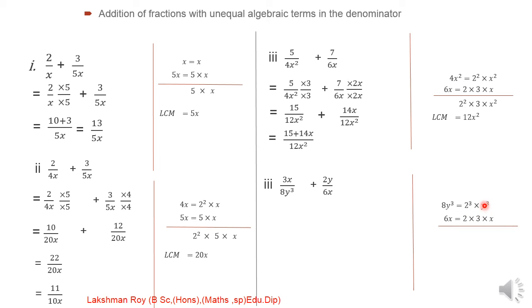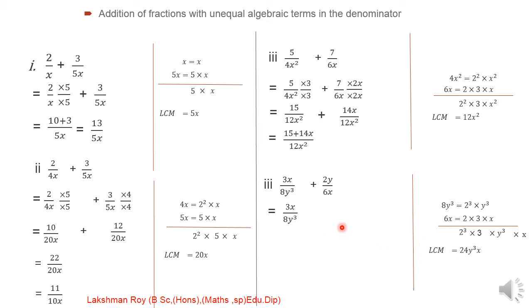Now take the highest power. What is the highest power of 2? 2 to the power 3 is there, right? Then number 3 is there, only 3 to the power 1, right? Then y to the power 3 is there and x to the power 1. Now take the product, right? 2 to the power 3 means 2 into 2 into 2, so you get 8. 8 into 3, 24. Y to the power 3 is there into x. So this is the LCM.